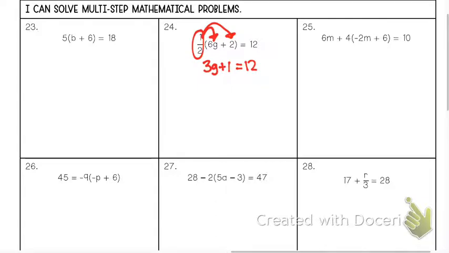And then I do the same thing I just did. I draw my line to keep it organized. The opposite operations here, I subtract 1 from both sides. I then rewrite my problem, 3g equals 11. And then from there, I do the opposite operation and divide by 3 on both sides. So my final answer here, g equals 11/3, or 3 2/3. I'm going to leave it as an improper fraction, though.